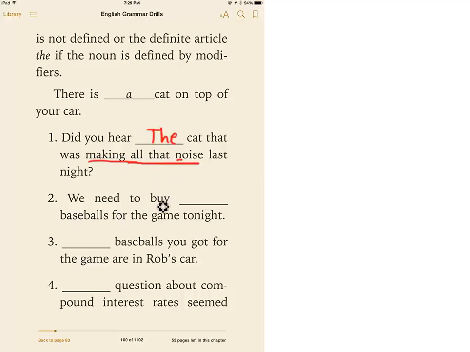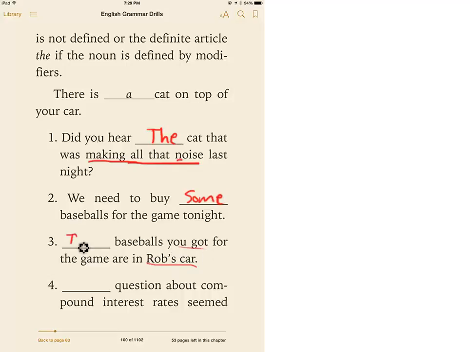We need to buy some baseballs for the game tonight. I don't know which baseballs. I've never mentioned it before. We can't say we need to buy the baseballs for the game tonight. No, some. I'm not sure which ones you're talking about. Blank baseballs you got for the game are in Rob's car. Oh, I know exactly which ones you're talking about because of the ones in Rob's car. The ones that I got, that you got.